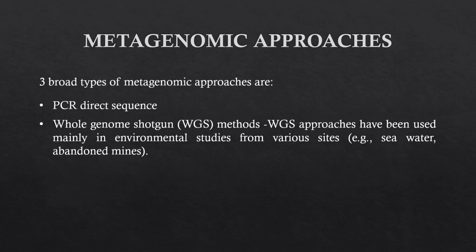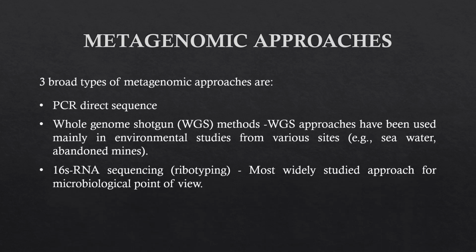Whole genome shotgun method. This is used mainly in environmental studies, for example, in seawater sites and abandoned mine sites. It is a technique for determining the entire sequence of a chromosome, and it is based on producing random fragments of DNA that are later assembled by computer and different technologies.